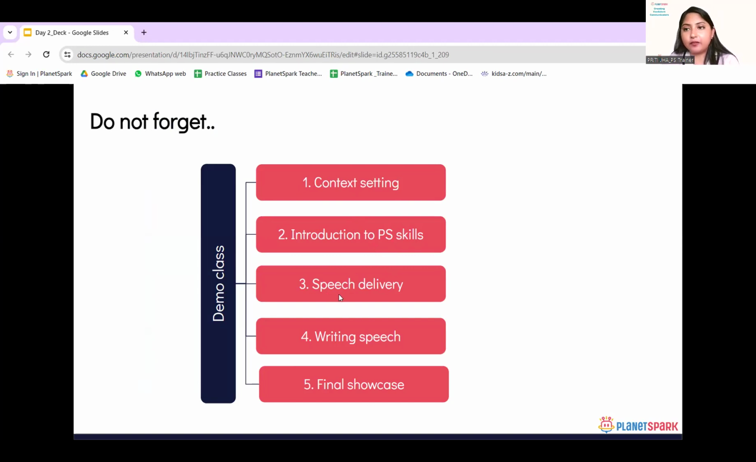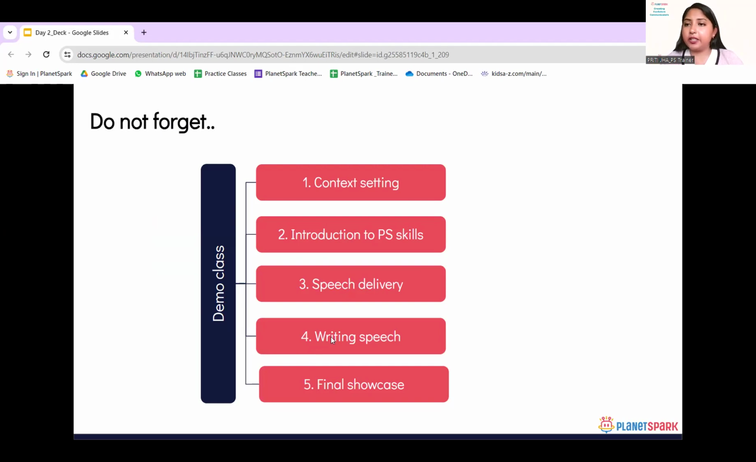Third is the speech delivery. This is mainly done by the student. You show the OBS speech. You give clear instructions to the child to observe it very carefully and talk about the body language, voice modulation, and confidence of the speaker. And then you give the speech challenge.